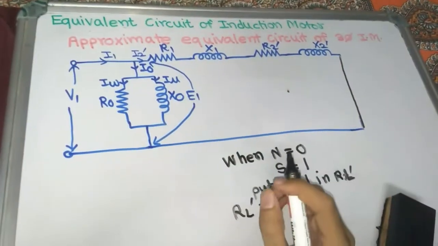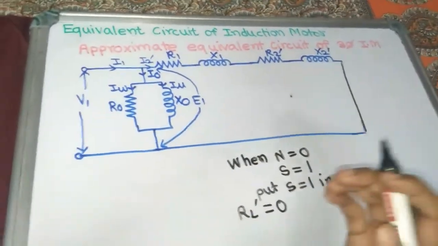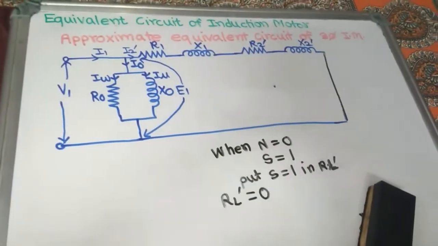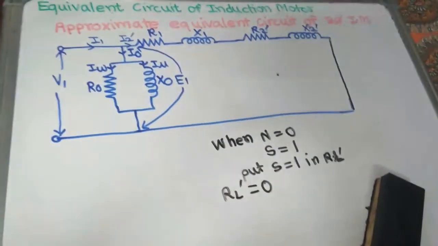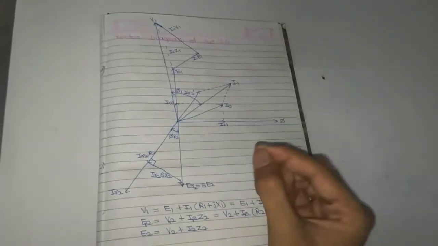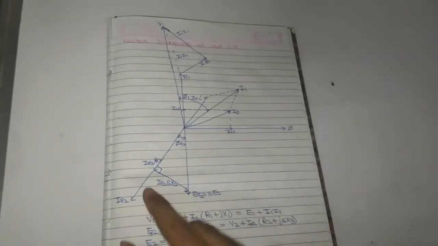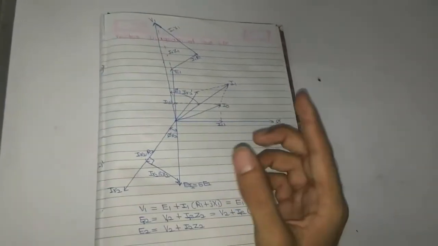So we analyzed this three-phase induction motor at the time of starting and also when N equal to Ns, that is, at no load condition. So the analysis of the three-phase induction motor is done here. Now, the three-phase induction motor is just similar to the transformer, so the vector diagram of the transformer is applicable to the three-phase induction motor also, except that slip comes into the three-phase induction motor, while in the transformer slip does not come.